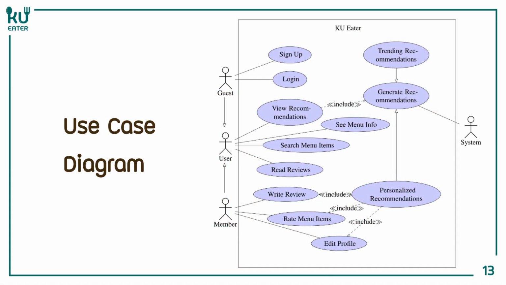Now for the use case diagram, the users are going to be able to view recommendations of the food items that they want to see. They can see the menu info, they can search for the menu items that they want, they can read reviews or even write reviews, and they can even edit their profiles to tune their own dietary restrictions.